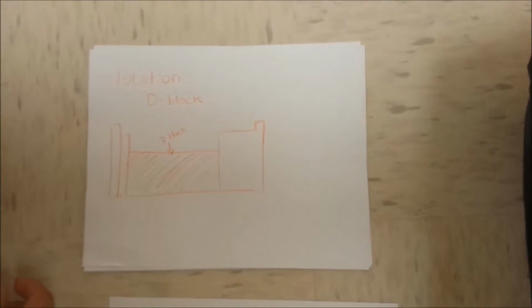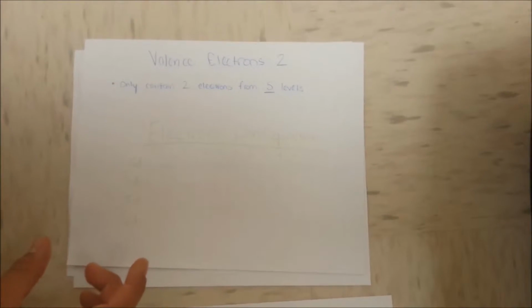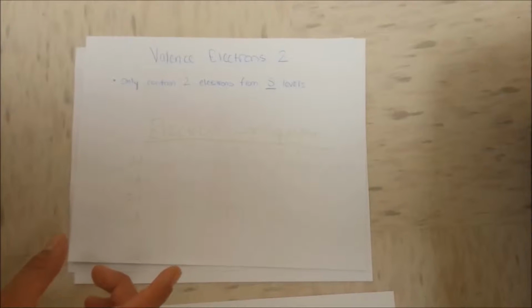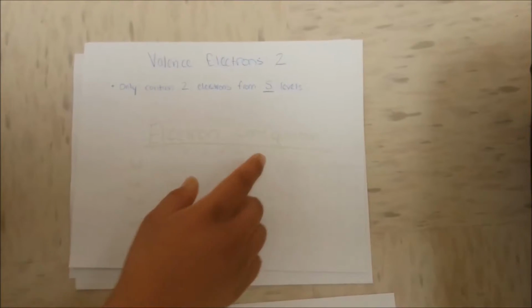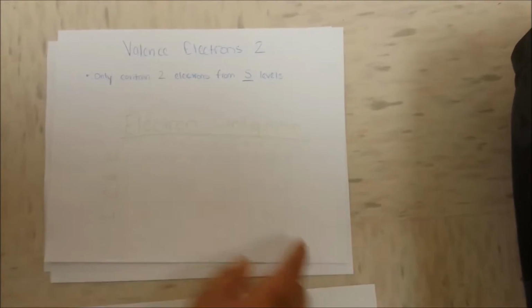The location for transition metals is in the d block. The valence electrons are 2. They only contain 2 electrons from the s levels. The electron configuration will contain 3d to 6d, 1 through 10.